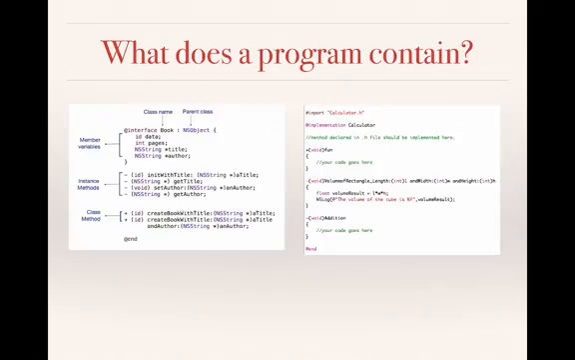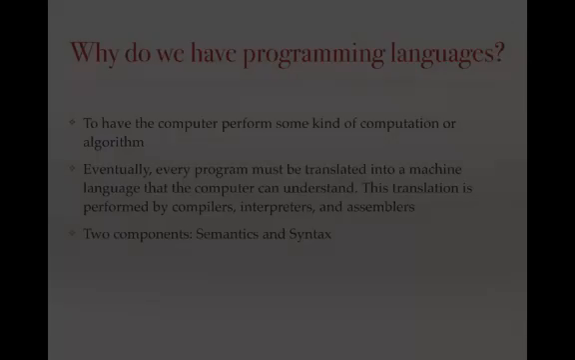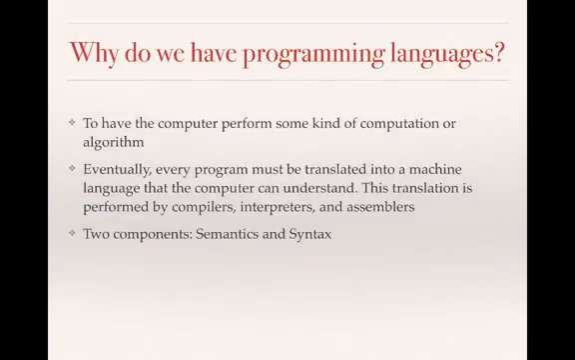So what does a program contain? A program is like a recipe. It contains a list of ingredients called variables and a list of directions called statements that tell the computer what to do. The variables can represent numeric data, text, or graphical images. Why do we have programming languages? To have the computer perform some kind of computation or algorithm.